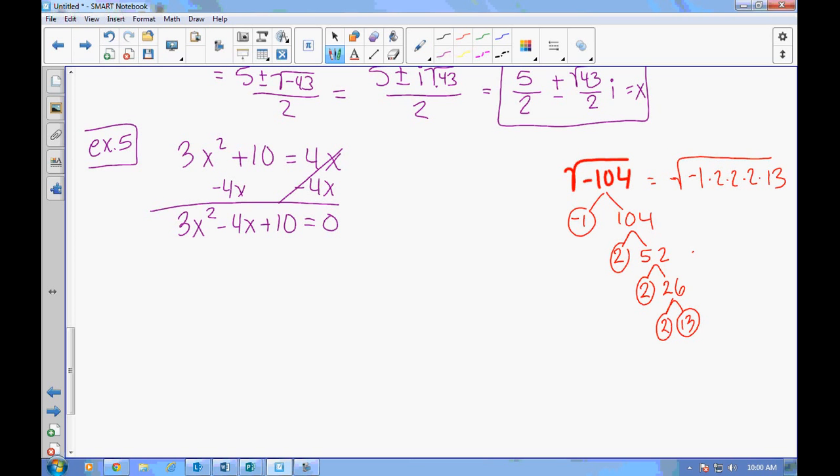What pulls out? We have one pair of 2's, but one of them stays behind. So we pull out a 2. What else pulls out? An i. This negative 1 pulls out as an i, leaving behind 2 times 13, which is 26. So this will be plus and minus when you do the root. Okay, hopefully that helps you. When you think you have it, let me know. I'll come check, and you can go get a drink if you need.